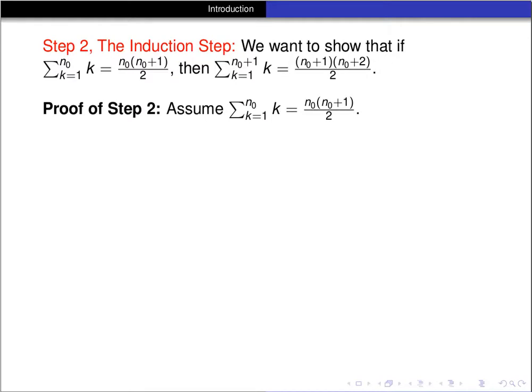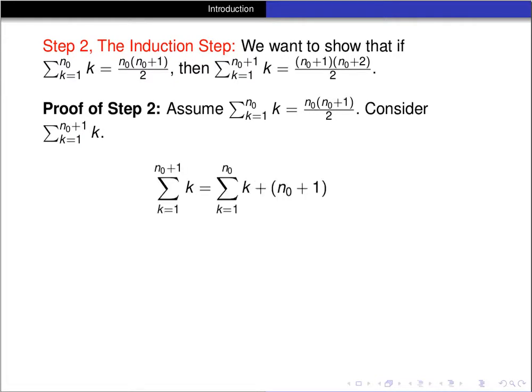So to prove this, let's assume that the sum of the first n₀ natural numbers is n₀ times (n₀ + 1) over 2. Let's consider the sum of the first n₀ + 1 natural numbers. We can look at the sum of the first n₀ + 1 natural numbers as the sum of the first n₀ natural numbers plus n₀ + 1. So our earlier sum plus an extra term.